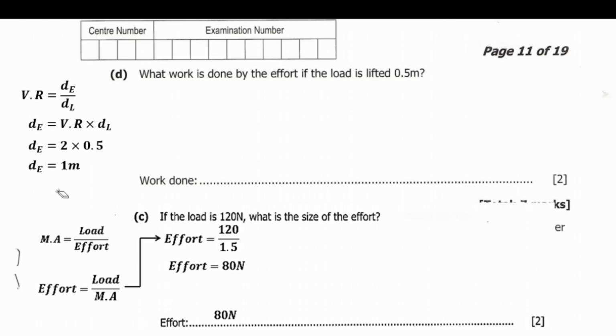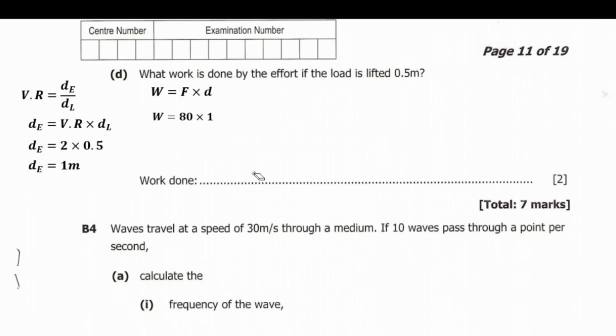So if this is 1 meter, then we'll know now work done by the effort is equal to force times distance. And this effort is this force here. So we'll put here 80 times 1, which will give us 80 joules as the work. So this really has to make sense.